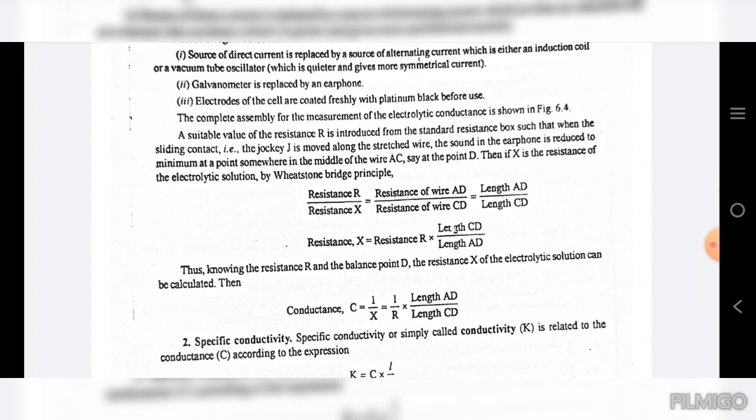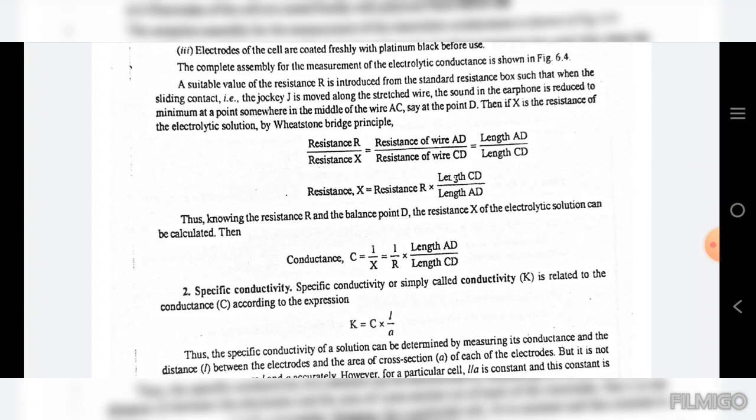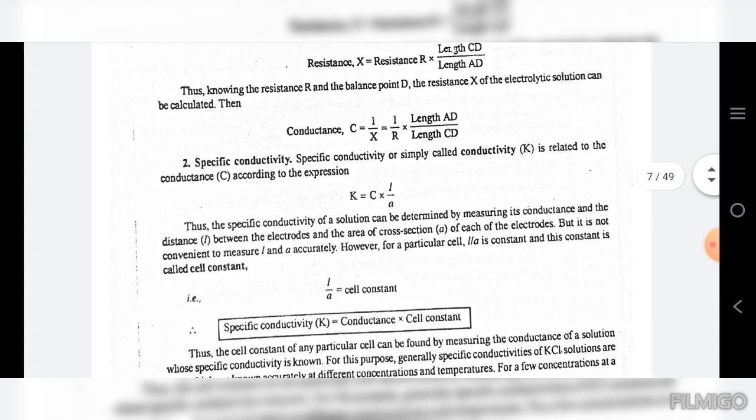The complete assembly for the measurement of the electrolytic conductance is shown in figure 6.4. A suitable value of the resistance R is introduced from the standard resistance box such that when the sliding contact, the jockey J, is moved along the stretched wire, the sound in the earphone is reduced to minimum at a point somewhere in the middle of the wire AC, say at the point D. Then if X is the resistance of the electrolytic solution, by Wheatstone bridge principle, thus, knowing the resistance R and the balance point D, the resistance X of the electrolytic solution can be calculated.